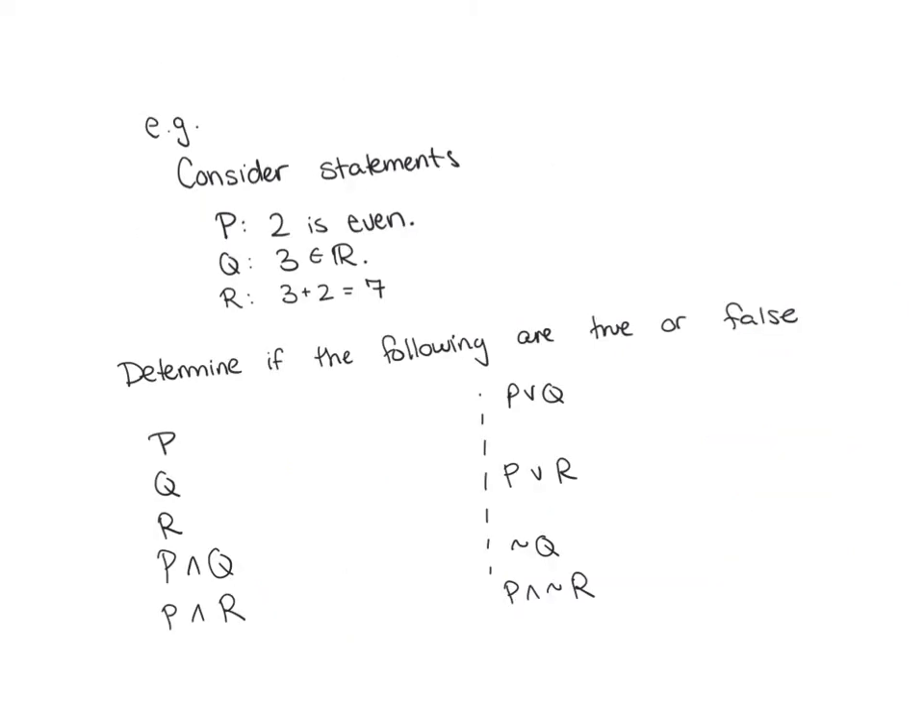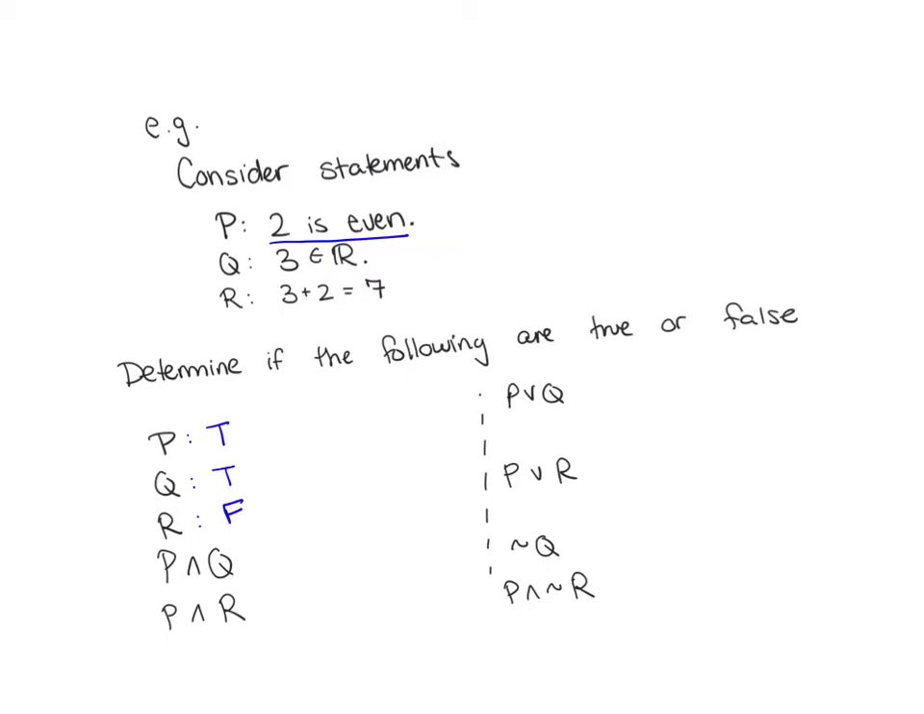So let's do some examples with these logic connectives. I've got 3 statements written up here. 2 is even is the statement P. 3 is an R is the statement Q. And 3 plus 2 equals 7 is the statement R. First let's go through and determine if each of those statements are true or false. 2 is even. Sounds pretty good, that's true. So I'm going to use capital T for true here. Q, 3 is an R. Yep, 3 is a real number, that's good. And then R, 3 plus 2 is 7. That is not right, so that is false.